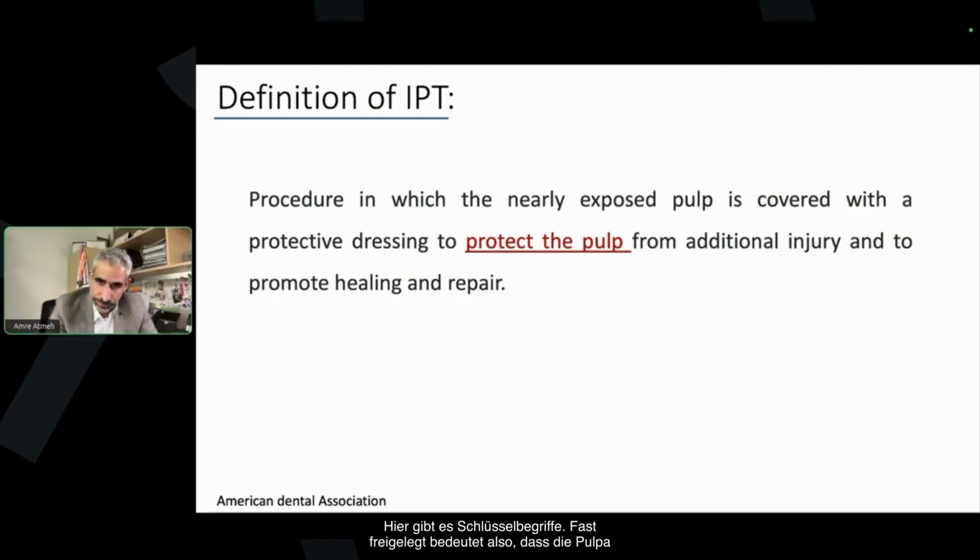So there are keywords here. Nearly exposed, meaning that the pulp is not exposed, and that's the obvious reason why we choose to name it indirect pulp treatment, which is opposite to direct pulp treatment, in which the protective material or the pulp capping material is placed directly on the pulp. And the other phrase is to protect the pulp, and that's what we will be seeing over the next slides, how indirect pulp treatment should work and function to protect the pulp.